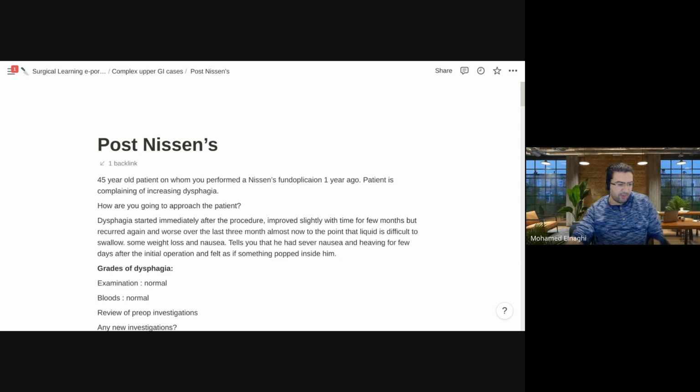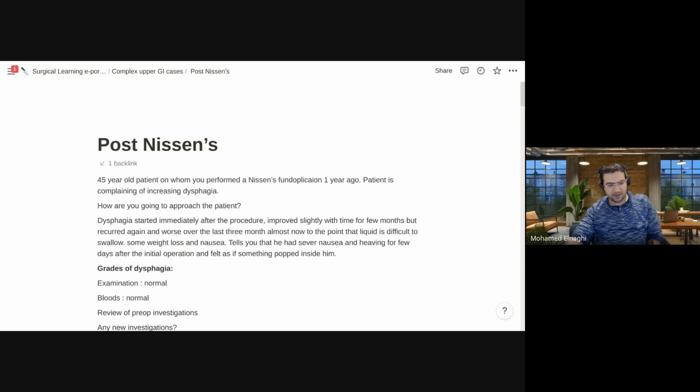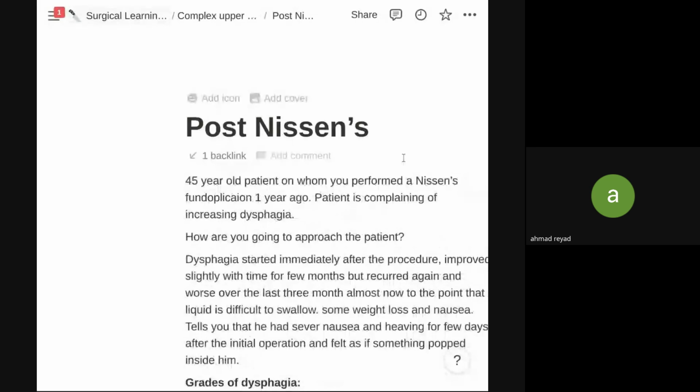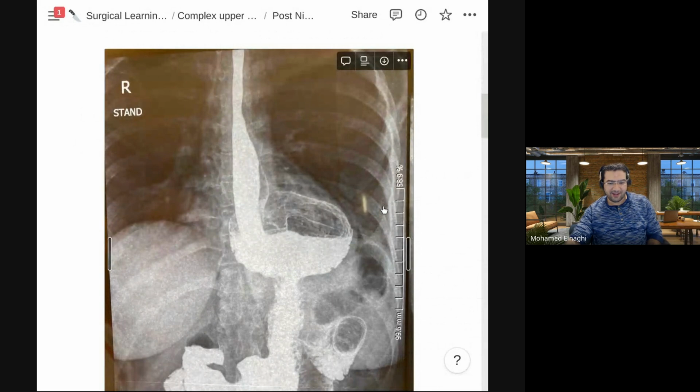You mentioned you're going to do a barium swallow and meal. Okay, this is what you see on the barium swallow. I can't see any. Sorry, I'm not sharing the right one. Okay, yeah, sorry, give me a second. Yeah, this one.